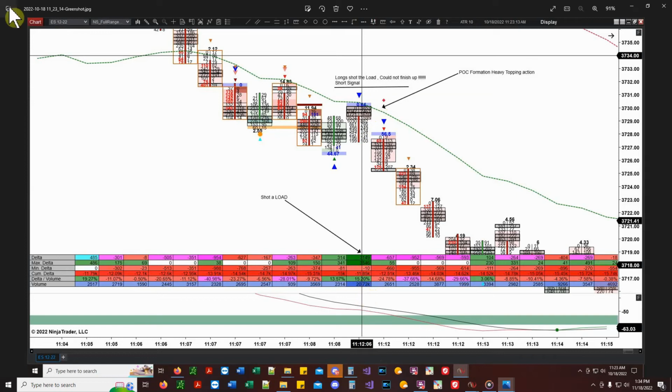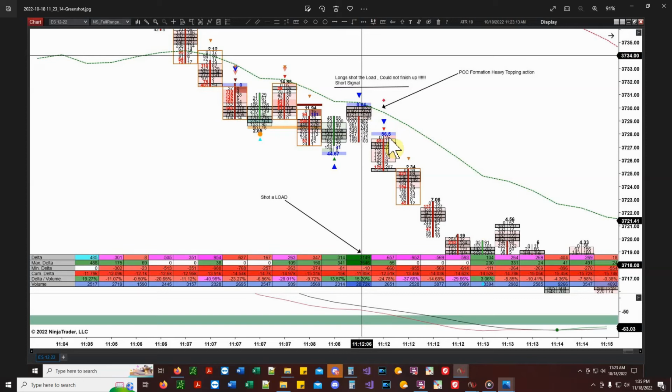Can't remember what date this is on. I took this picture. It could have been on the 18th of October. And this is one of my first times seeing this. And I'm like, wow. The longs shot their load. That bar did not move up. It closed down. And then you got another ratio that followed it with the exhaustion.